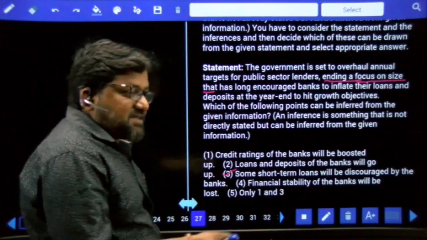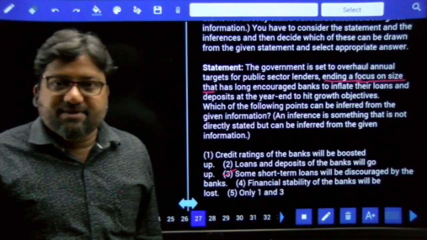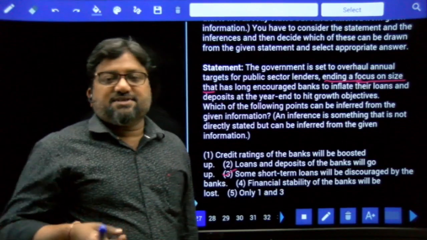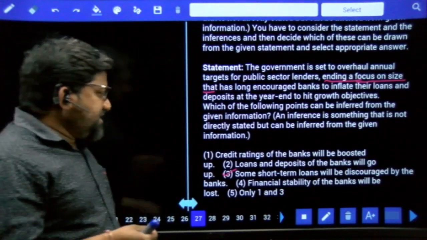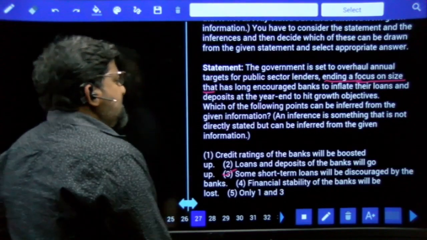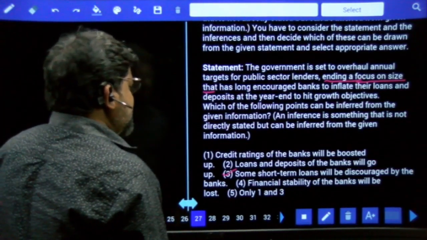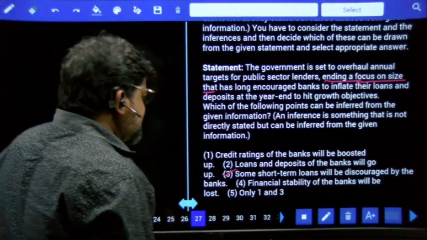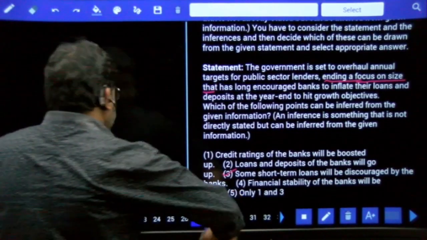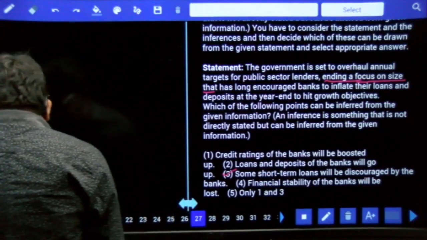Money lending is nothing but loans. The statement is talking about loans and ending the focus on size. Ending the focus on size. So, yes, directly related to the given question. Yes, short term loans will be discouraged by the banks. Third: financial stability of the banks will be lost. No. So, what's the answer? 3 is the answer for this question.